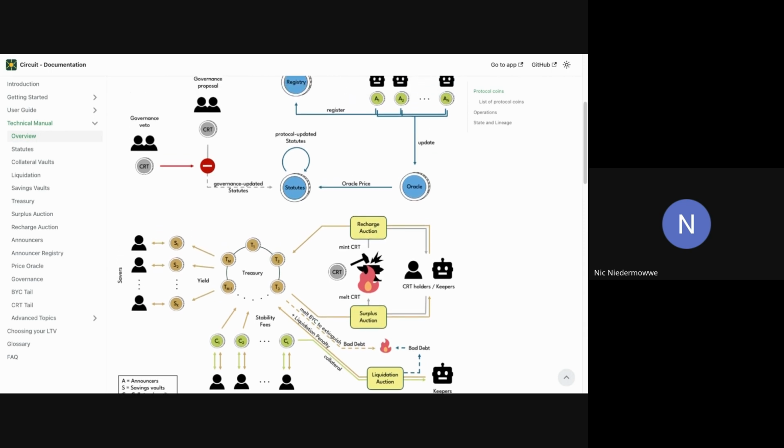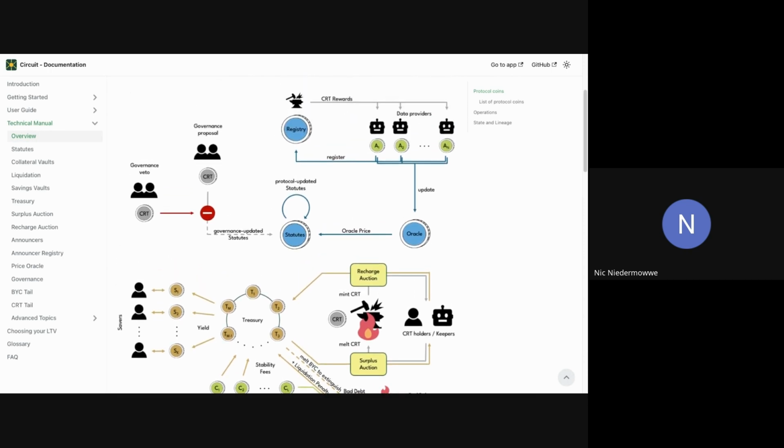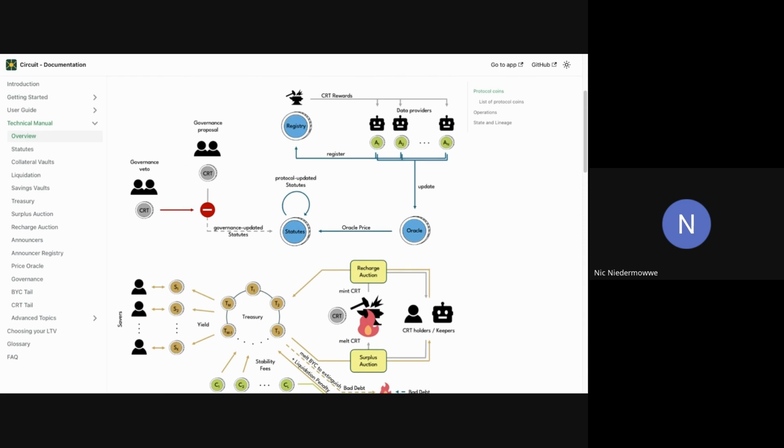Yeah, and the second half of this diagram, the upper half, what we see here is, maybe we can start here in the top left, governance processes. So Circuit is also the governance token. What people can do is make proposals to change certain parameters. We call them statutes, and these parameters are basically designed to allow governance to fine-tune how the protocol behaves.